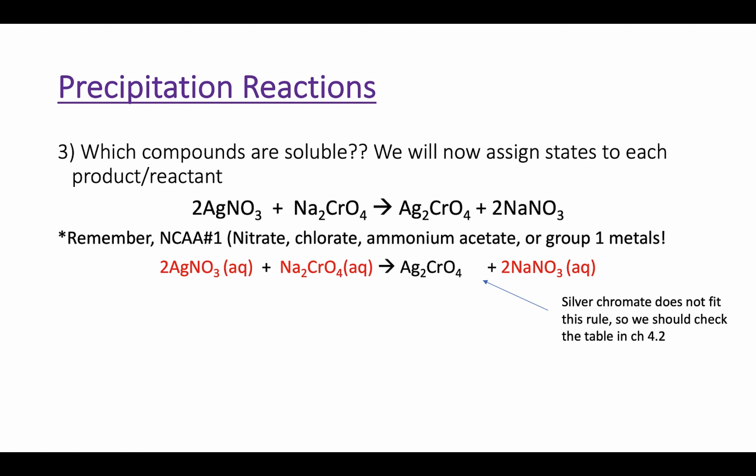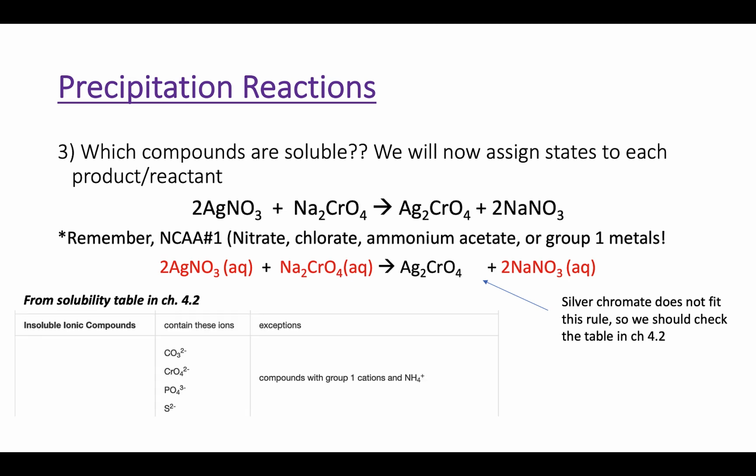So what we want to do is pull up a table from chapter 4.2, our solubility table, and we can see the following over here, right? So we see insoluble ionic compounds that contain the following ions, and you should really pull up your table and make sure you're seeing this part as well.